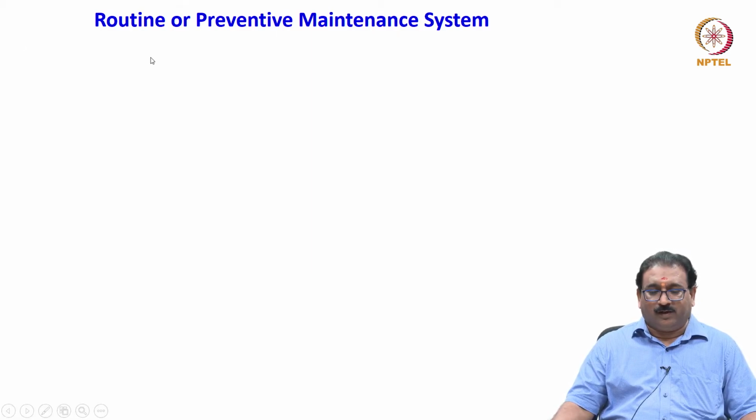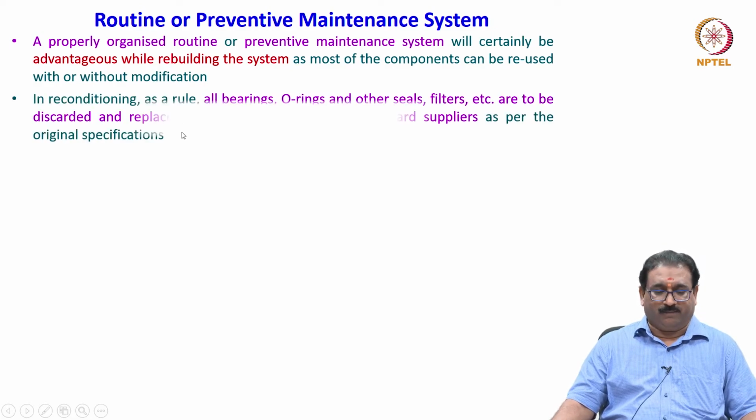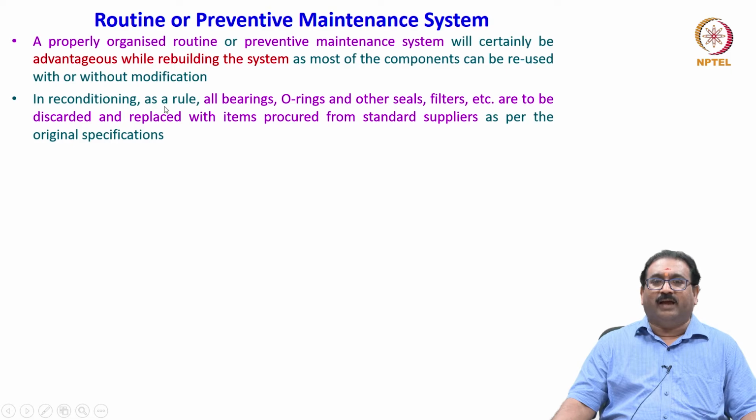Now, quickly we will see the routine or preventive maintenance system. A properly organized routine or preventive maintenance system will definitely be advantageous while rebuilding the system, as most of the components can be reused with or without modification. In reconditioning, as a rule of thumb, all bearings, O-rings and other seals, filters, etc. are to be discarded and replaced with items procured from the standard suppliers as per the original specification.